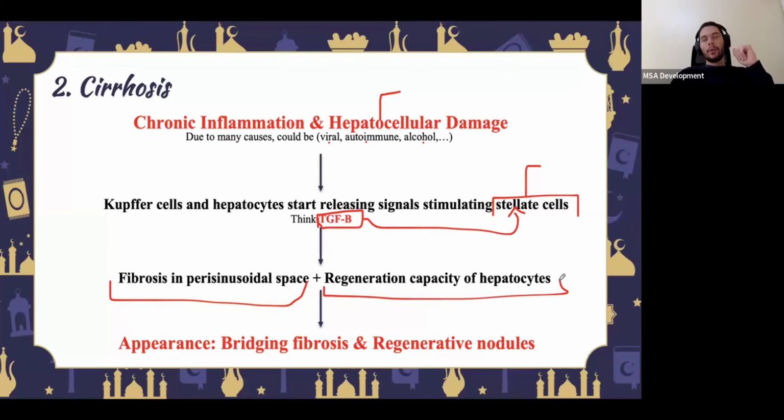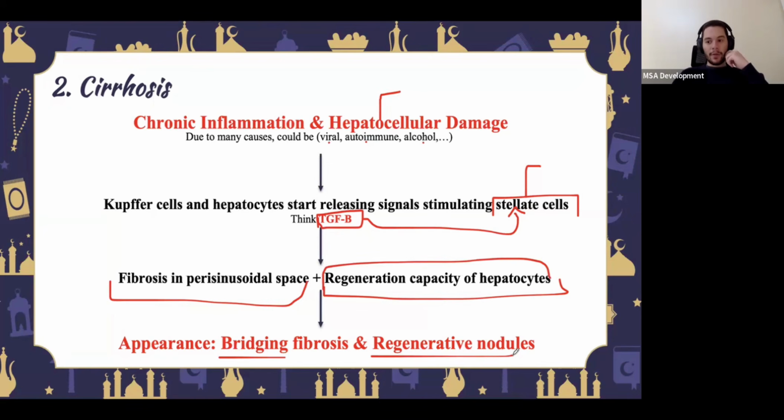If you have hepatocytic damage, the hepatocyte cell itself is able to regenerate and grow again. This is where you have regeneration capacity of your hepatocytes. Now, both of those together will get you your bridging fibrosis and your regenerative nodules.